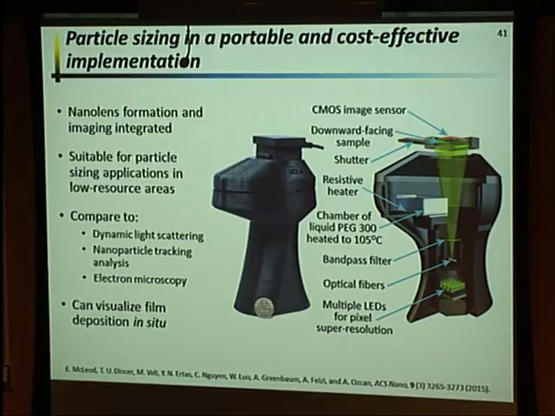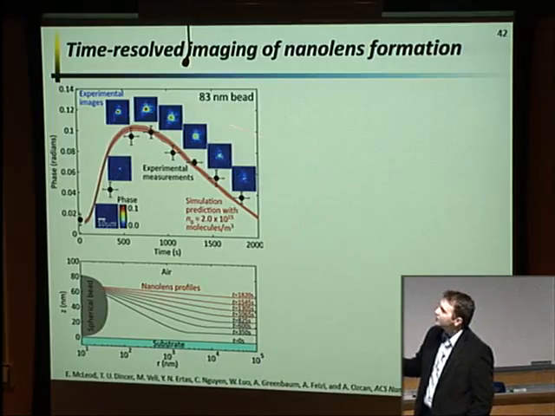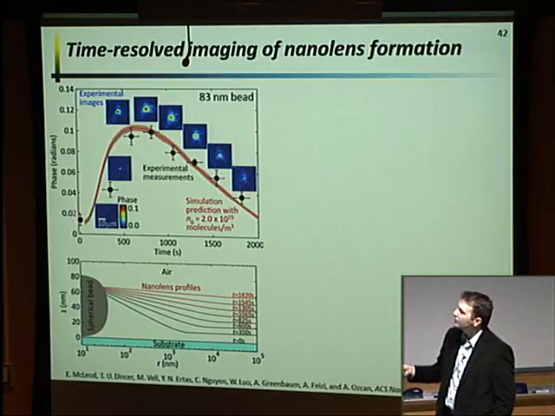And we have multiple LEDs so that we can shift the image using that pixel super resolution approach. We can provide small shifts to the image. So one advantage is that we can get time-resolved measurements. We can actually record the formation of this film as a function of time. So this is looking at a single 83-nanometer bead, and we're recording the signal as a function of time.